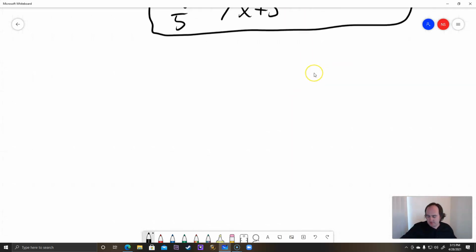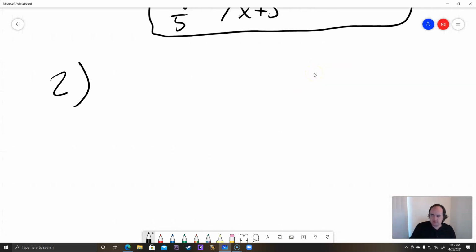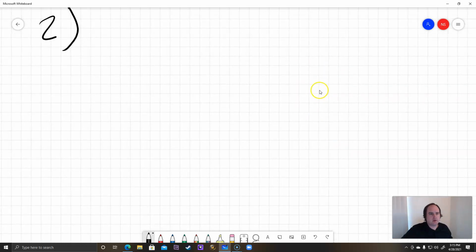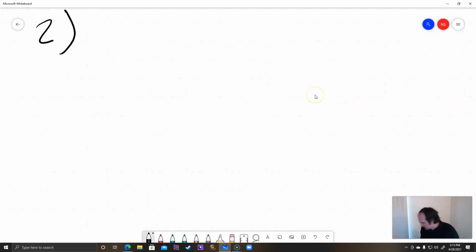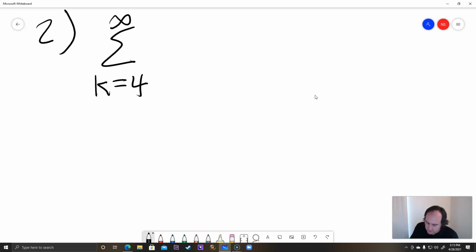So for example number 2, for the integral test, we want to use the integral test to determine whether this series converges or diverges. And here our series is the sum from k equals 4 to infinity of 1 over 5 e to the 2k. The sum from k equals 4 to infinity of 1 over 5 e to the 2k.